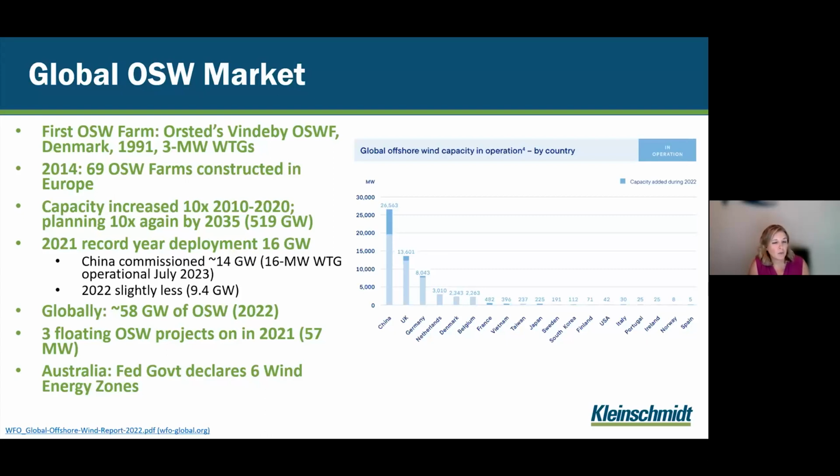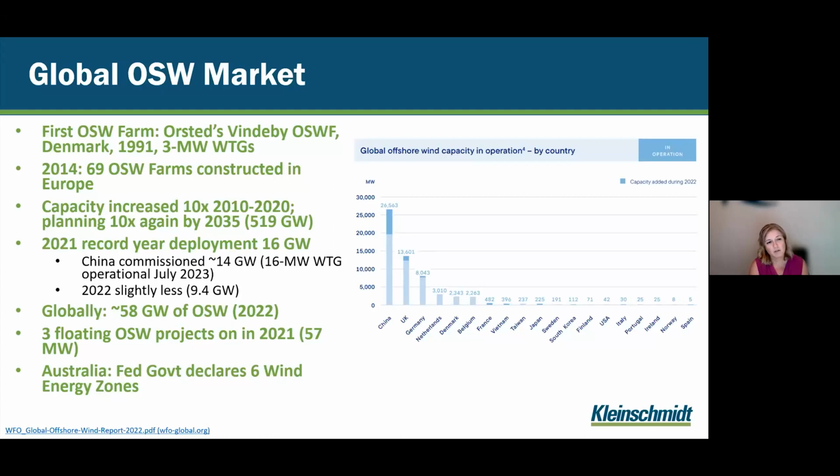And those used 3 megawatt WTGs. And I say that because when I mention here in just a second where we are now with the industry, it's kind of astronomical and it's still potentially increasing. The technology is evolving at a very rapid pace. So that was 1991.